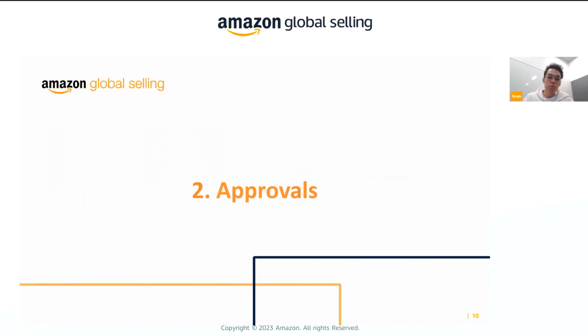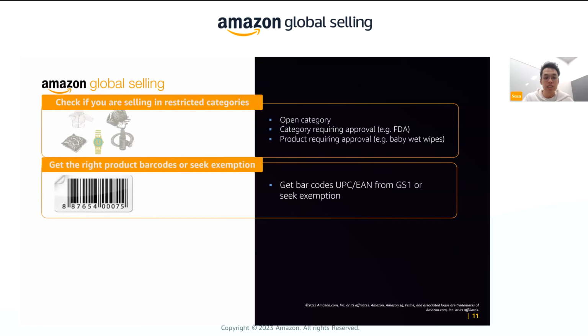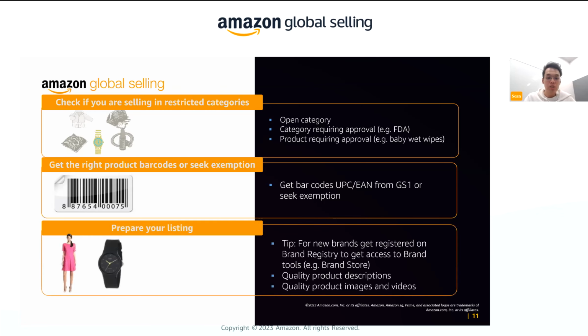And next will be approval. In Amazon, you have to know what kind of products you are selling, whether they are restricted or not. For restricted products that need category approval, you will need to get the necessary compliance documents and submit them to Amazon before you're able to have an active listing. Next, you have to get the right barcode. It is best to get it from GS1, or if you don't have your own barcode, you can seek an exemption. Then do some research on your listing, and know the right keywords, the right title, and the right images to use.